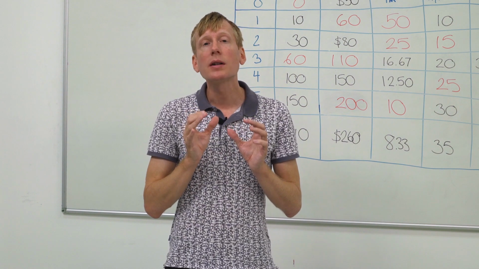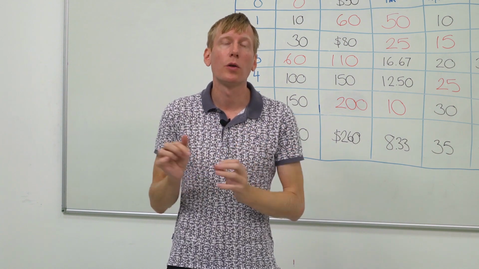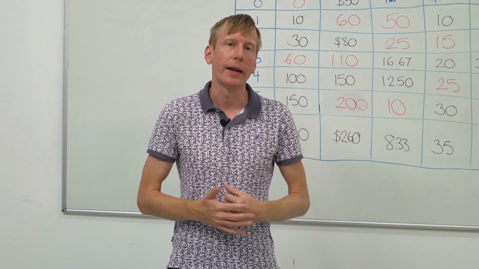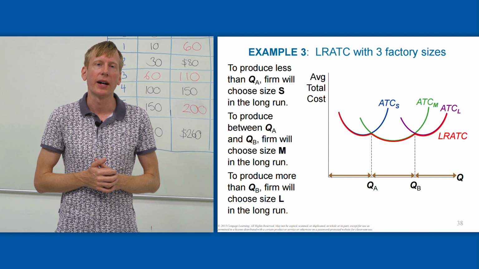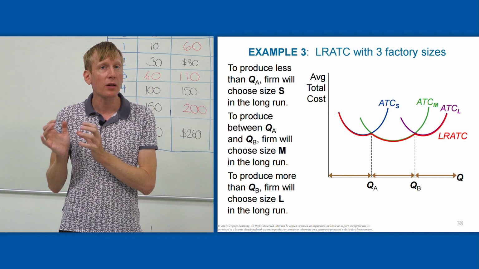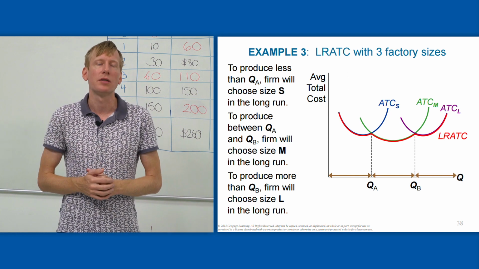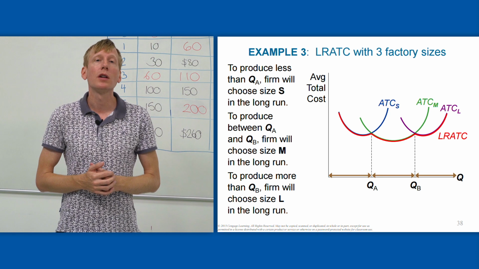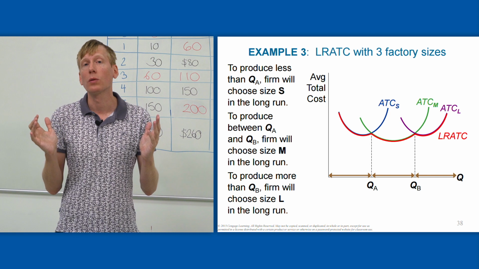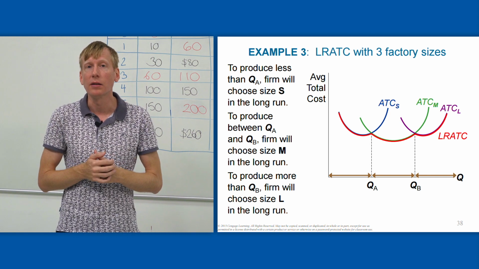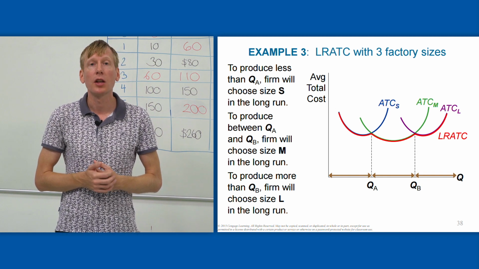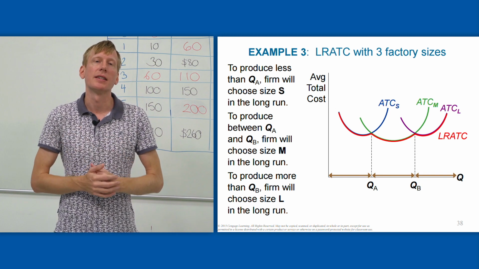Now, if we assume that we go from the short run to the long run, in the long run, we can choose whatever size factory we want. We're not stuck with a small factory just because we decided to use a small factory in the short run. If we would prefer a large factory, we can switch to a large factory in the long run. So in the long run, our average total cost curve would be the one that uses the most efficient possible factory size, the cost-minimizing factory size.